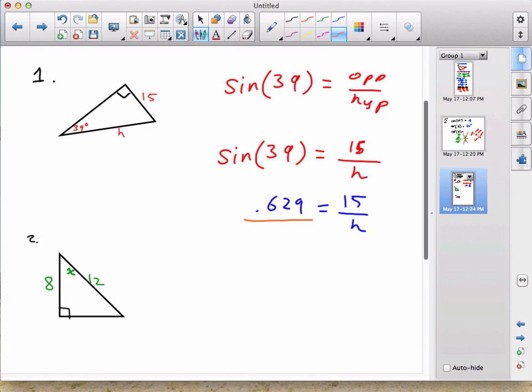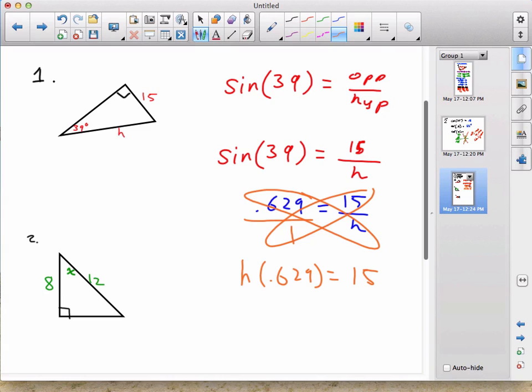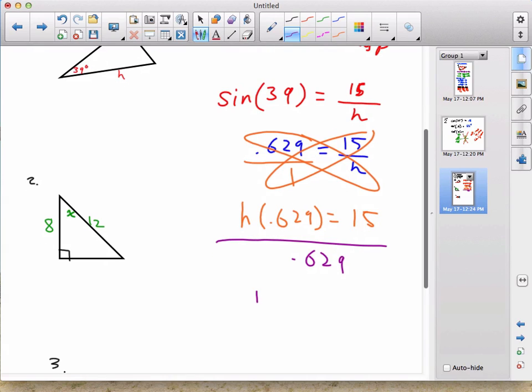Love it. Good, cool suggestion. 0.629 over 1, and then cross multiply. Okay, so you've got h times 0.629 equals 15. And then you can divide by 0.629 and get that h equals 23.8. What do we think, team? Cool. Fairly straightforward.